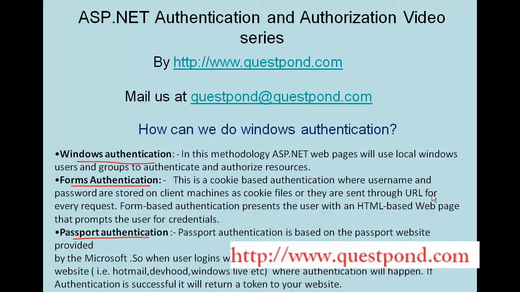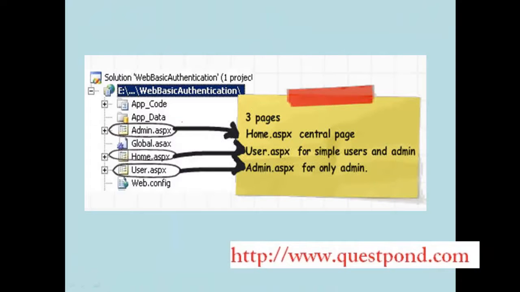In this session, we will look in depth at how we can implement Windows authentication. In the coming videos, we will create a simple project, create users in the Windows users and groups account, and see how we can do authentication and authorization using Windows authentication. To demonstrate this, we'll create three pages: admin.aspx, home.aspx, and user.aspx. The admin.aspx can be accessed by only administrators.